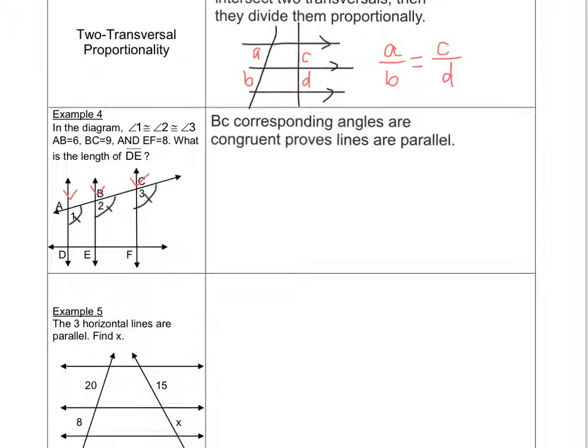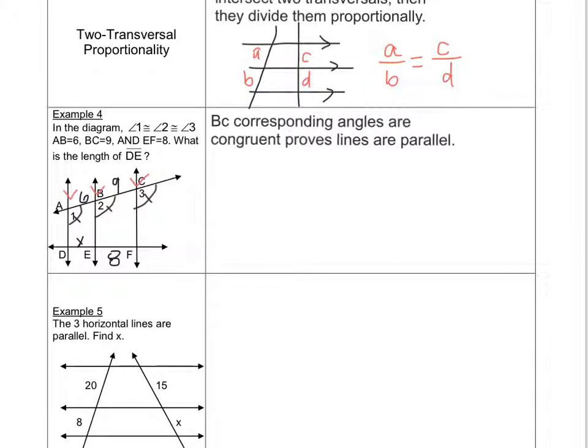Now we need to say that they're parallel because if they're parallel, then I know that these little pieces in here have been divided proportionally. So let's continue reading. AB is 6. BC is 9. And EF is 8. And they ask, what is the length of DE?